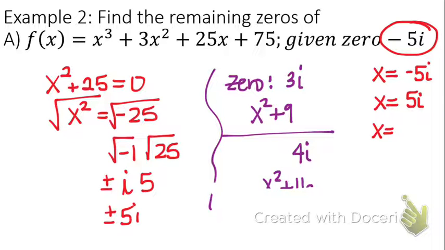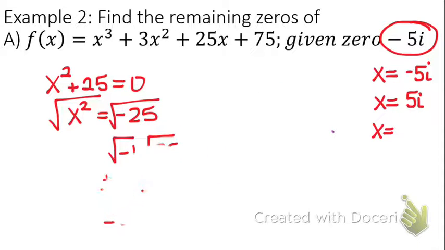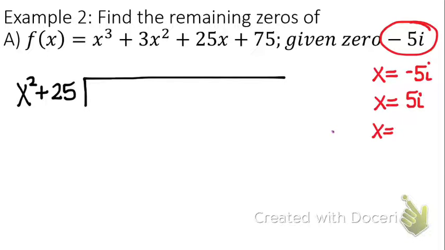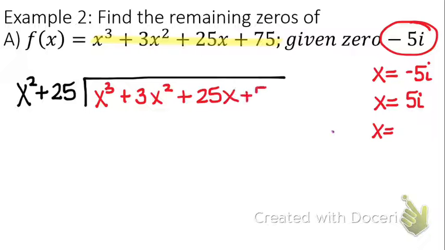So let me take that off. So we have x squared plus 25. And we're dividing that into, so x squared plus 25 comes out here. And we're going to divide that into this function. So I'm going to go pretty slow.